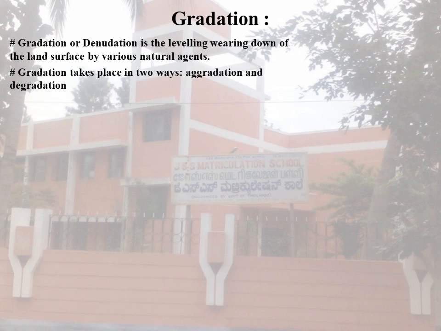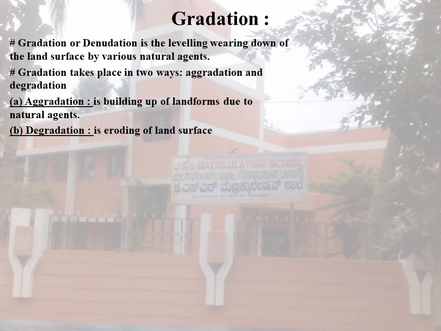Now we are going to learn about aggradation. Aggradation is building up of landform due to natural agents. The second one is degradation, eroding of land surface. Now we are going to learn about agents of gradation.